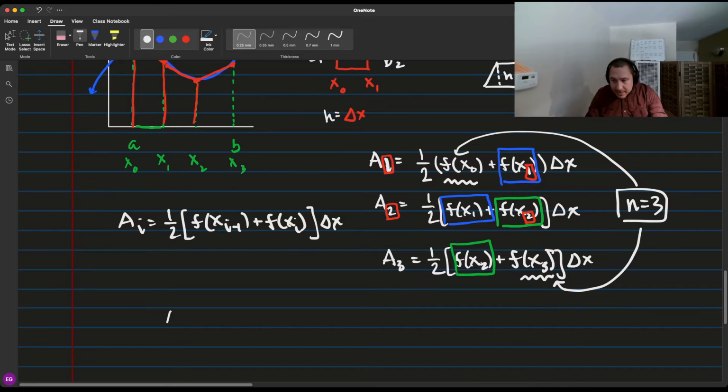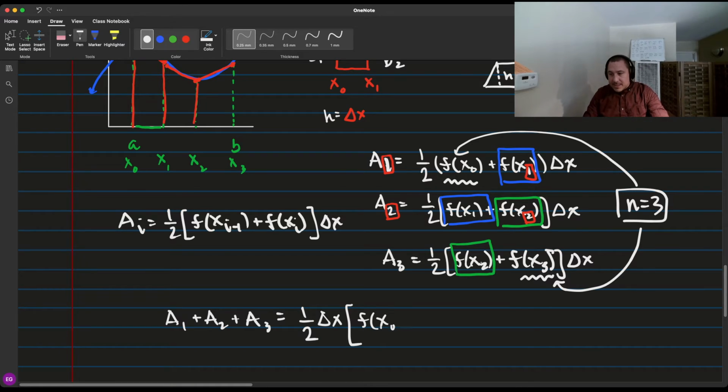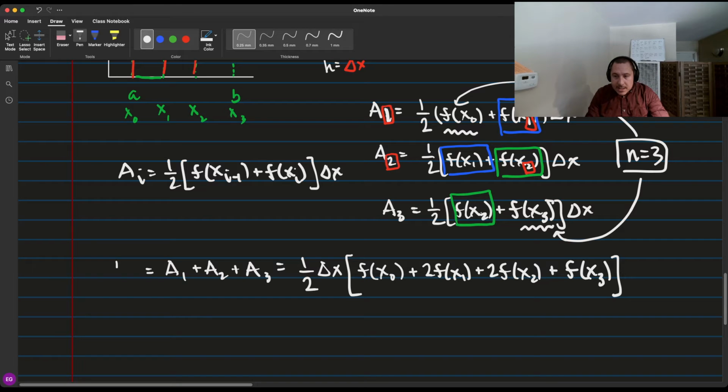So when you add them together, a1 plus a2 plus a3, we can factor out the half from everything. Actually, the 1/2 delta x. And there's only going to be a single f of x0, but there's going to be two f of x1s, there's going to be two f of x2s, and there's only going to be a single f of x3. So notice this was the sum from i equals 1 to 3.